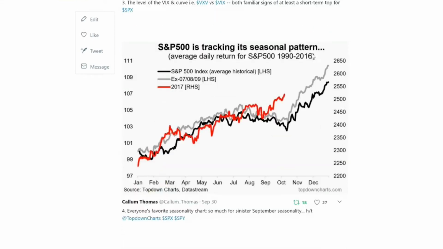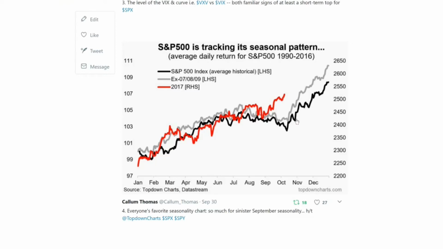So on to the next one, seasonality. We had this sinister September seasonality, which really didn't show through. So the market has just carried on through, and the rest of the year typically tends to see positive seasonality. It's important to note that seasonal patterns are just historical averages. The majority of the time returns were positive, but there's a decent chunk where they were not positive.